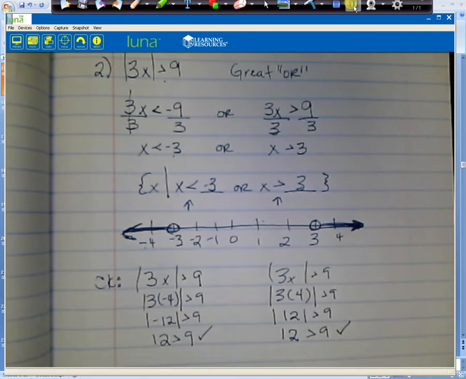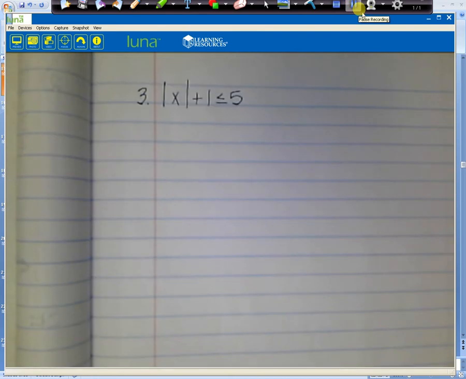Make sure that you have all of the work for the solve, set, the graph, and the check all written down before you move on. All right, go ahead and write down problem number 3. The absolute value of x plus 1 is less than or equal to 5.